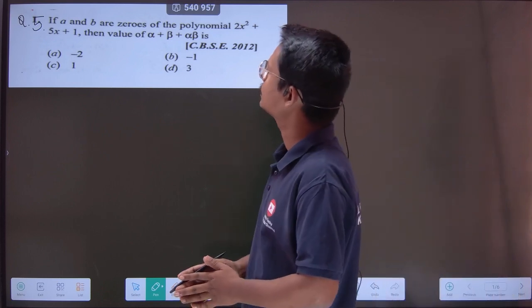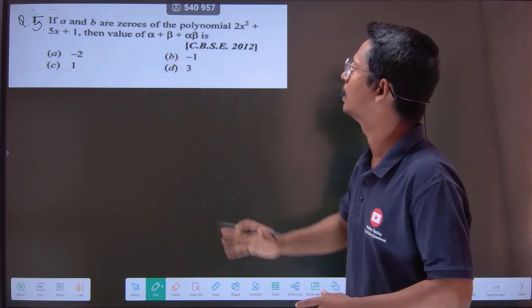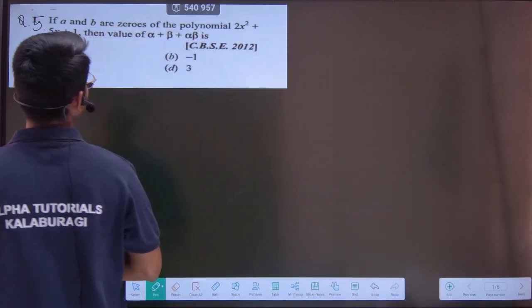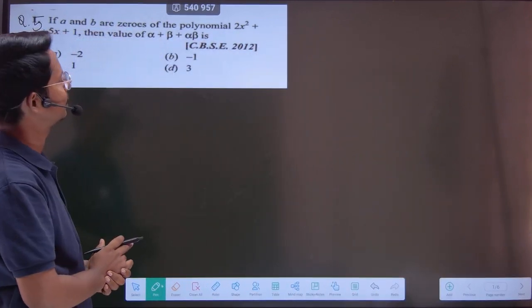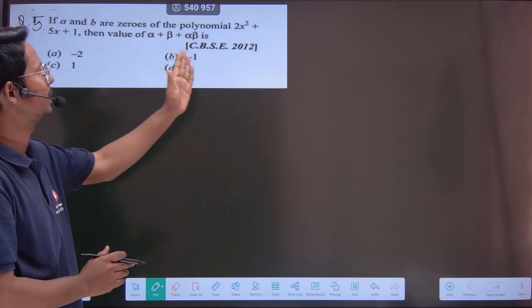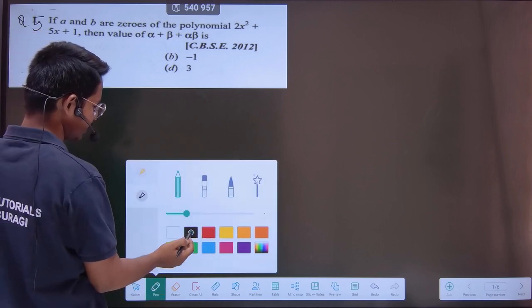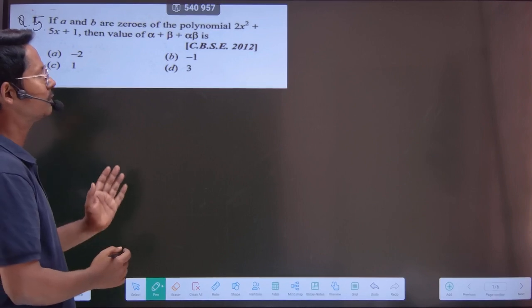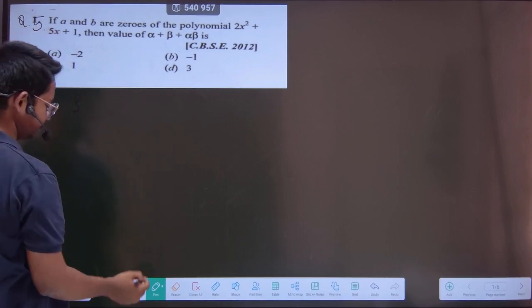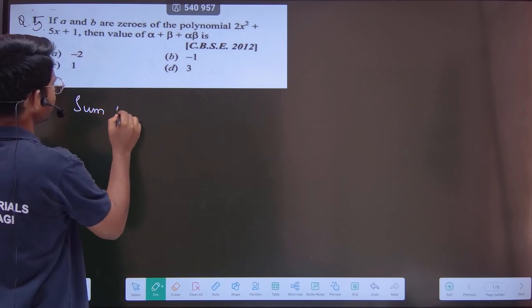If alpha and beta are zeros of the polynomial 2x square plus 5x plus 1, then the value of alpha plus beta plus alpha into beta is? You need to get the value of alpha plus beta and alpha into beta. So you need to understand the relation between sum of zeros and its coefficients. We try to express sum of zeros with the help of coefficients. So how do you find the sum of zeros?